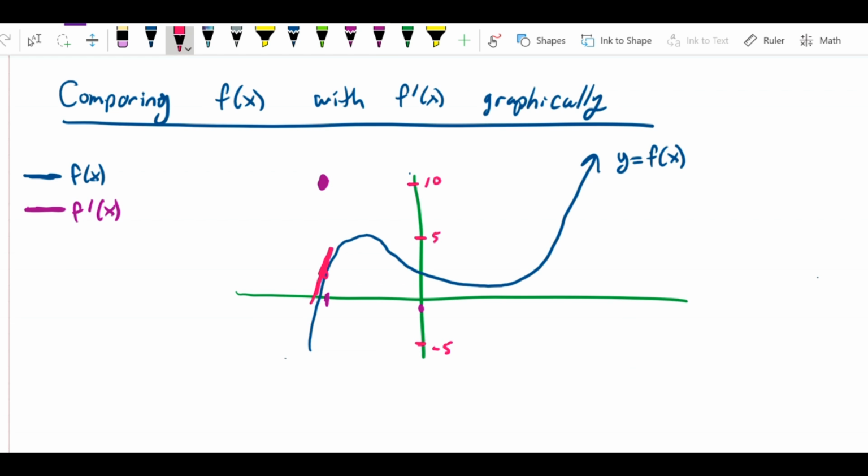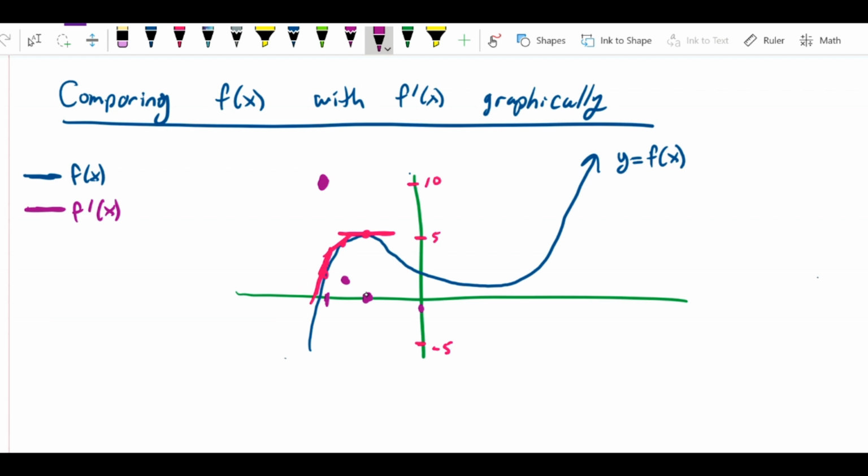Now let's go over here. If I look at this point here, I'm going to get a slope that's somewhat smaller. It's positive, but it's very small. I would say it's about 1. So I'm going to put in a value for f prime of x that's equal to about 1. And so let's move on. Up here, the tangent line is really horizontal, and we know that a horizontal line has a slope of 0. So for the purple function, I can put in a y value of 0 right there.